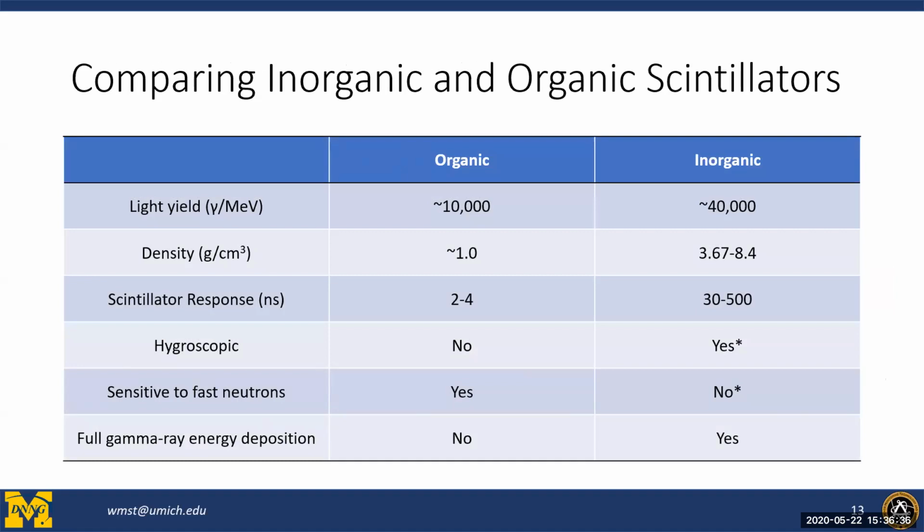In terms of sensitivity to fast neutrons, organic scintillators tend to be much more sensitive. I say no for inorganic, but you can absolutely detect fast neutrons with inorganic scintillators; it's generally under different circumstances or reactions that you're looking for. And then full gamma ray energy deposition, which is related to the Z: for the organics, not really, but for the inorganics, yes.